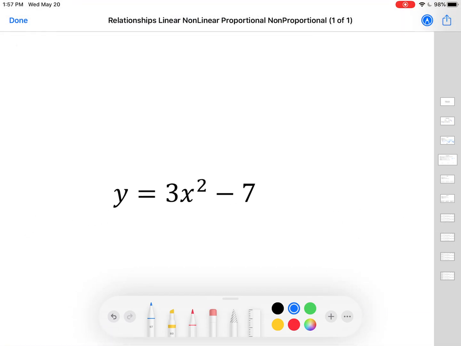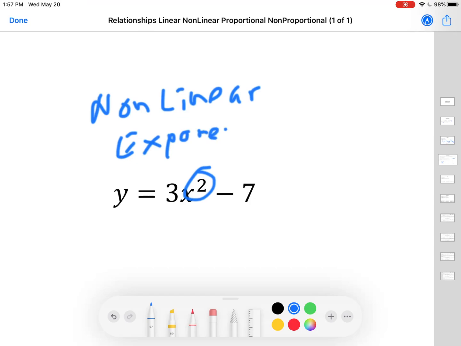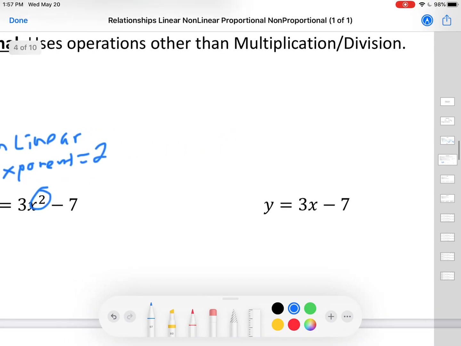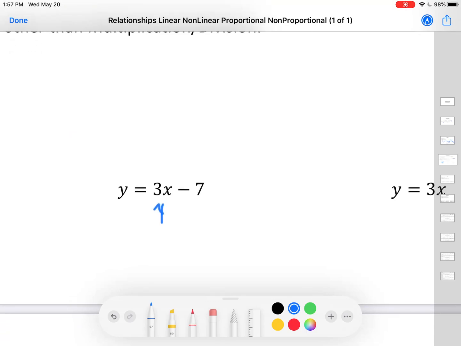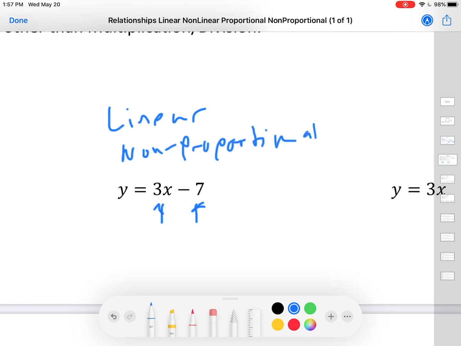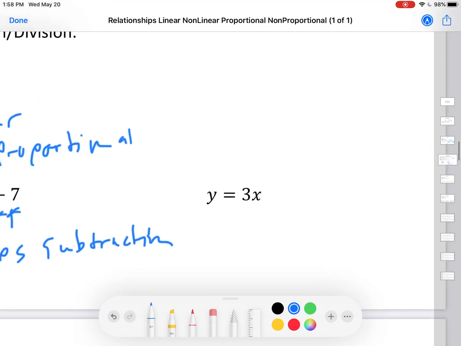Okay, here's this first one. Well, look, there's an exponent. It's 2. That's not 1. This is non-linear, and you say that the exponent is 2. That's why it's non-linear. Here's this next one. It uses multiplication. It uses addition, so therefore, since it does not only use multiplication, this one is linear, but it's linear because the x is only x to the first power. It is linear, and it is non-proportional. And why is it non-proportional? Because it uses subtraction. Right there. Subtraction.